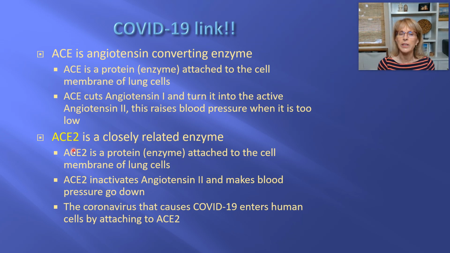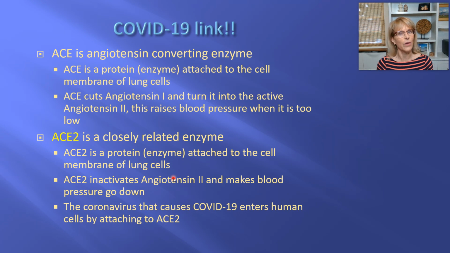ACE2 is a very closely related enzyme to the one that is a part of our blood pressure story. But as a closely related enzyme, its job is actually to inactivate angiotensin 2. ACE was making angiotensin 2. Angiotensin 2 will keep circulating through your bloodstream, raising your blood pressure until it bumps into ACE2, and then ACE2 will cause your blood pressure to go back down. It's there for a good reason.